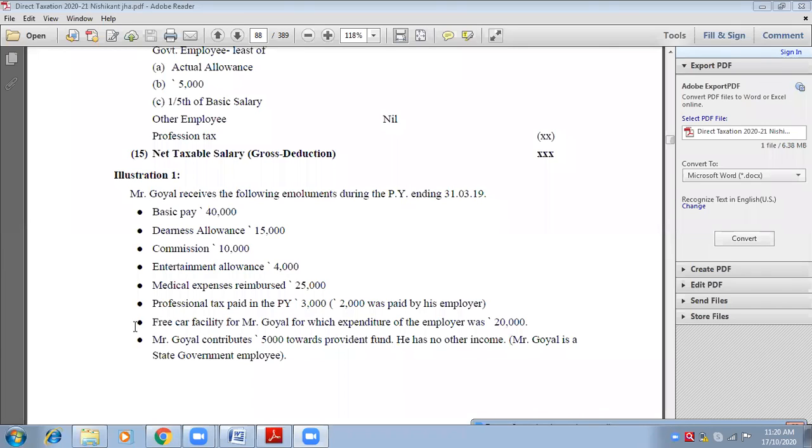Because it is his own contribution, therefore it is not an income. It is just transferring the amount of rupees 5,000 from salary account to Provident Fund account. Therefore, it is not an extra income. We have to write a note for this point because we are ignoring it now. Therefore, we will have to write a note for it. Mr. Goyal is a state government employee. That's it.